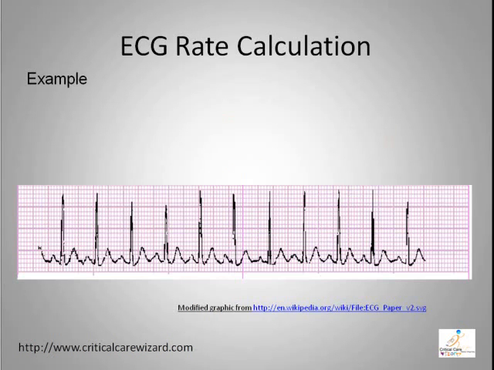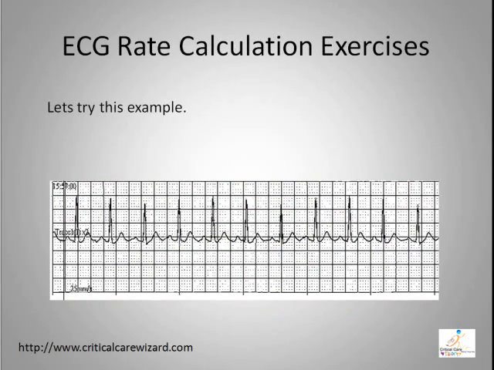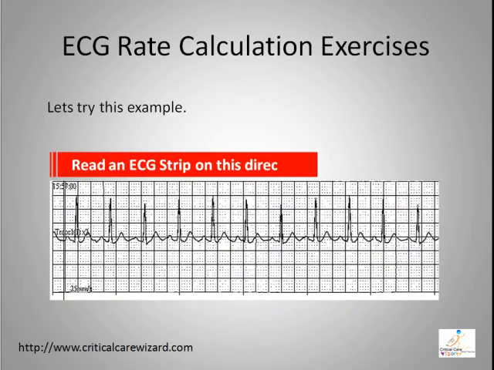Let's try this example. Start here. Then count the number of big boxes. The number of big boxes is about 2.1. In other words, the heart rate on the strip is 140 beats per minute. Let's try a real-world example. It is recommended that you always orient yourself to the leftmost of the ECG strip, then work yourself to the right.